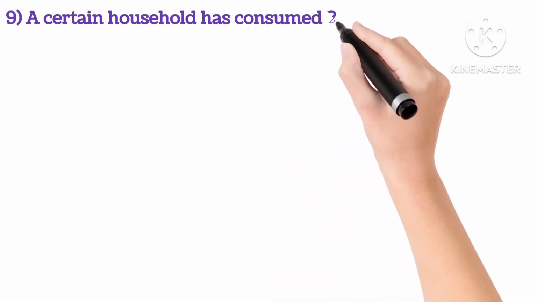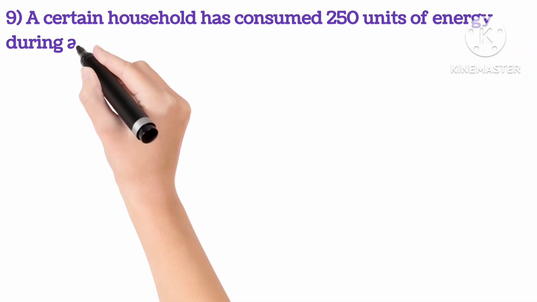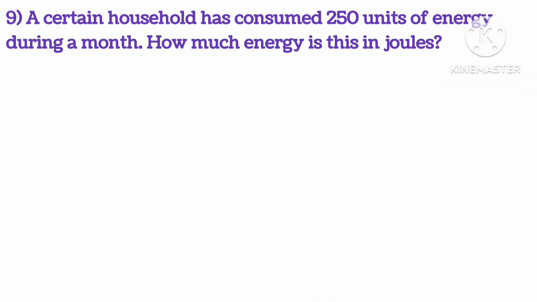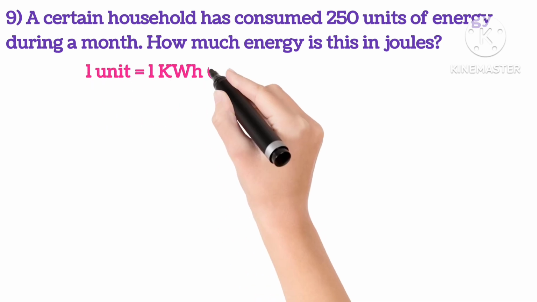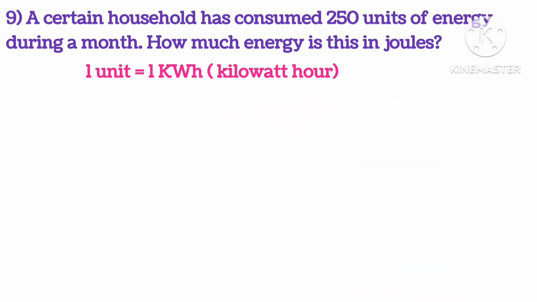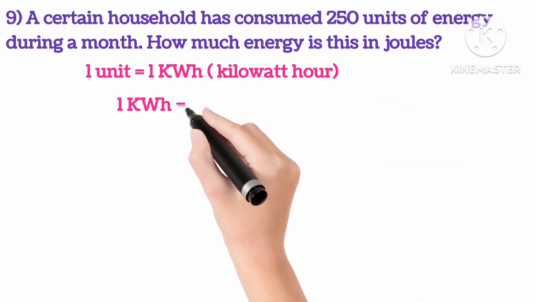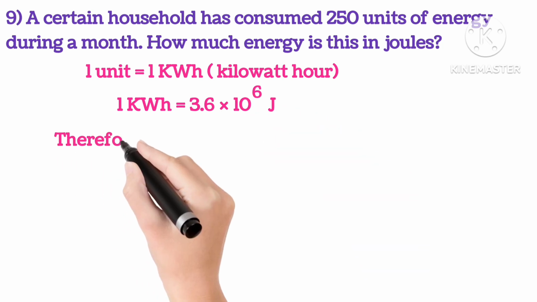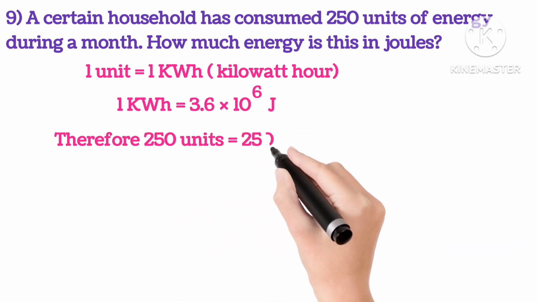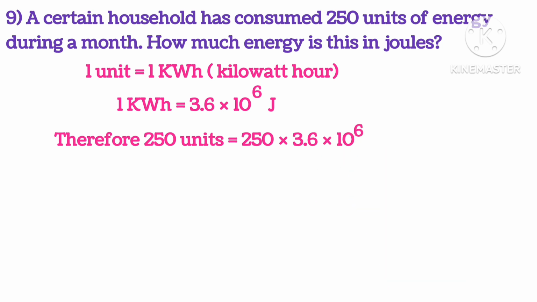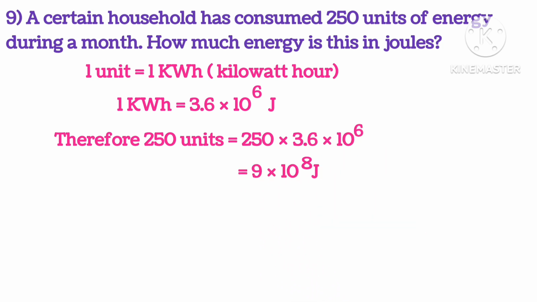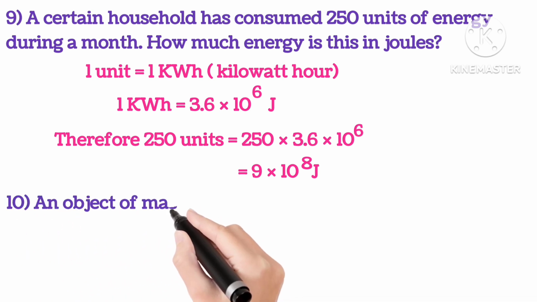9th, a certain household has consumed 250 units of energy during a month. How much energy is this in joules? 1 unit is equal to 1 kilowatt hour. 1 kilowatt hour is equal to 3.6 × 10^6 joules. Therefore, 250 units will be 250 multiplied by 3.6 × 10^6, which is equal to 9 × 10^8 joules.